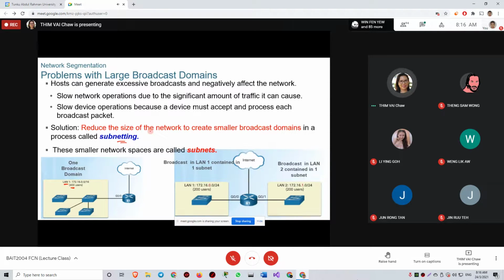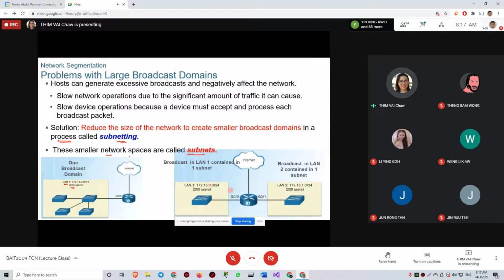Okay, so last week you learned about this. So that's why we reduce the size of the network to create a smaller broadcast domain. This process we call subnetting. We need to subnet our network. When we have a smaller network space, in this case we call it a subnet.